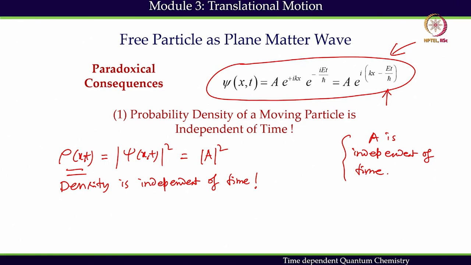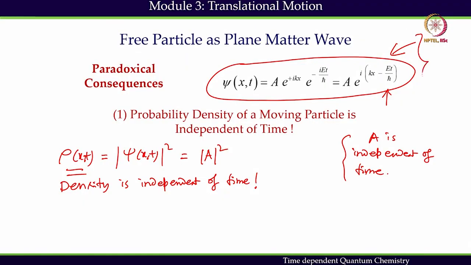And this is a big problem, a strange consequence. Why is it a strange consequence? We have been saying that in quantum mechanics, if anything is moving, its density should change as a function of time. And if density is not changing as a function of time, then there is no effective motion which we should observe. So, in order to observe any time evolution, dynamics or motion of a particle in quantum mechanics, its density should change as a function of time.